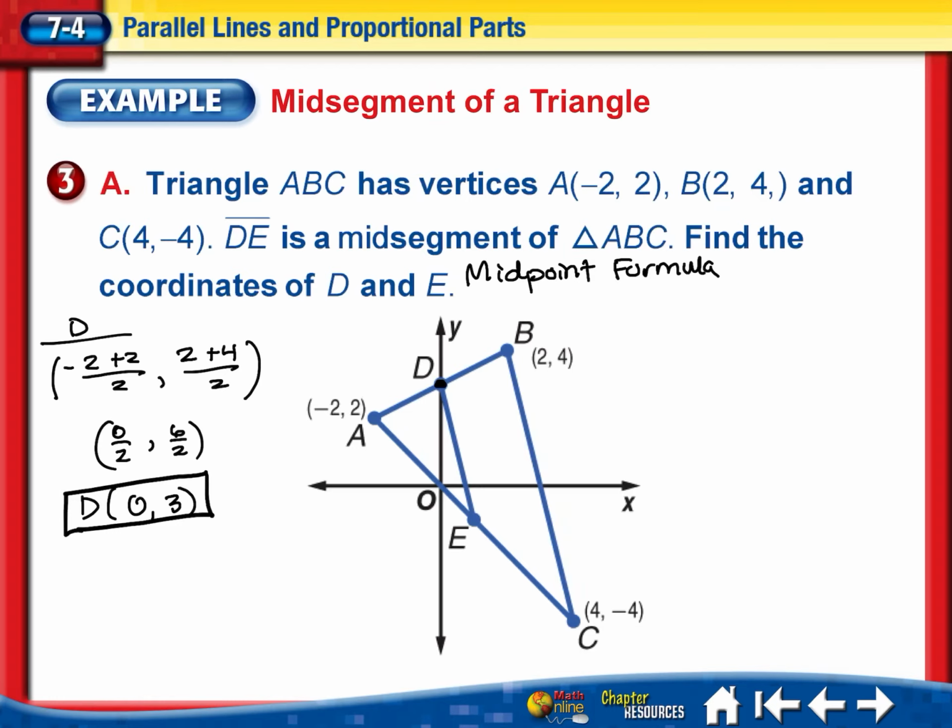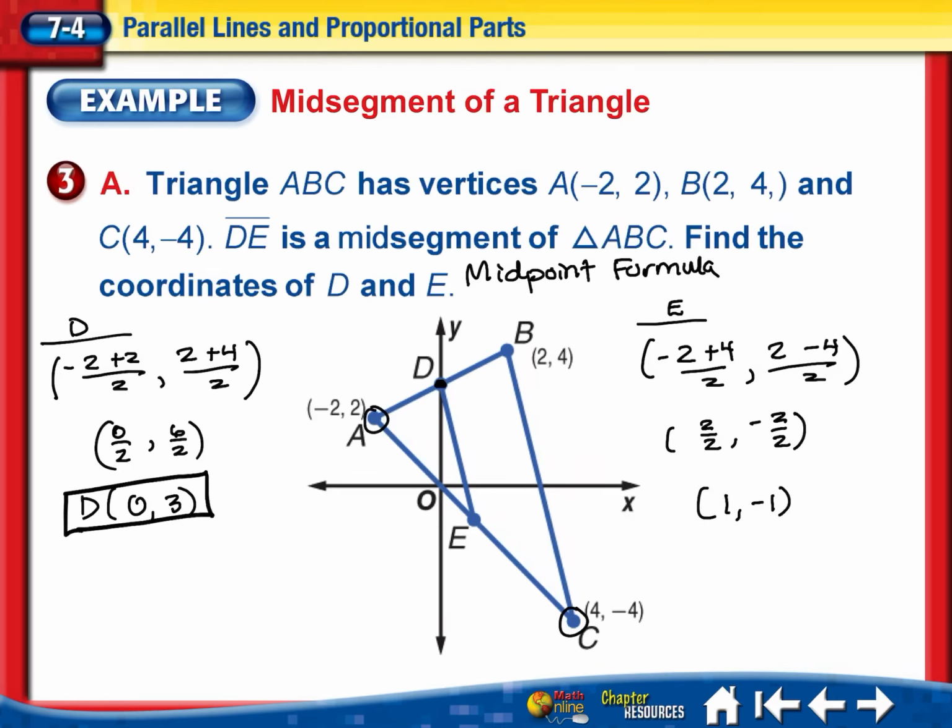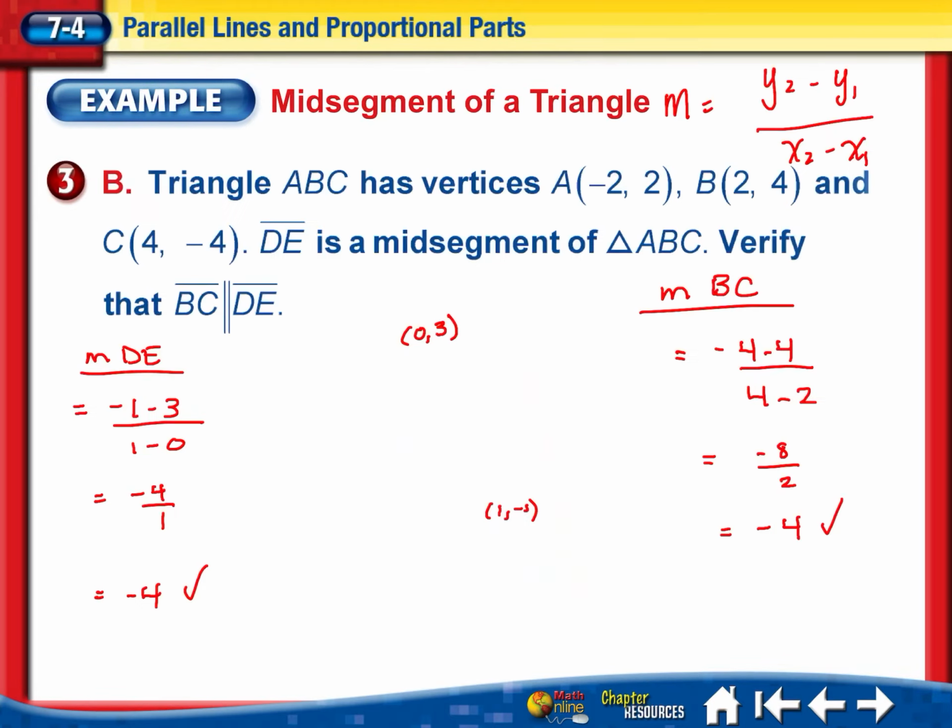Now to get the coordinates of E, we do the same thing. So coordinates of E, I have to use points A and C now. So I'm going to do -2 plus 4 divided by 2, comma 2 minus 4 divided by 2. So I get 2 over 2, comma -2 over 2. So we get 1, comma -1. And those are the coordinates of E. So the first one wasn't too bad. Since we know D and E were midpoints, we use the midpoint formula.